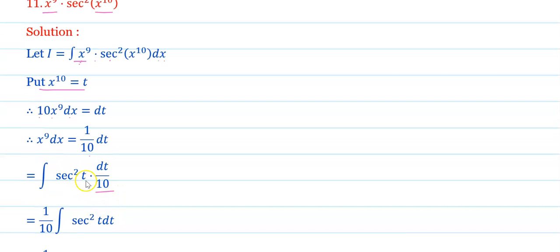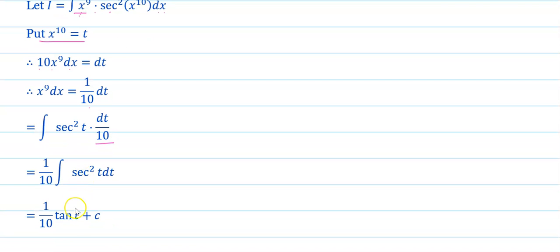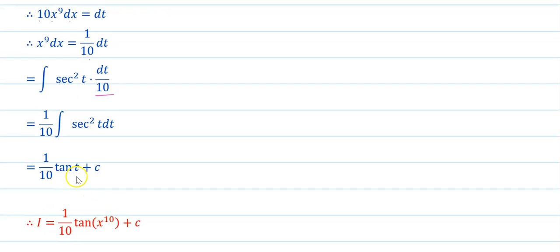What about here? Sec square t. And the integral of sec square t is tan t plus c, and hence 1 upon 10 tan of t plus c. Replace the value of t, which is x raised to 10, plus c, and hence I is equal to 1 upon 10 tan of x raised to 10 plus c, and this is the answer.